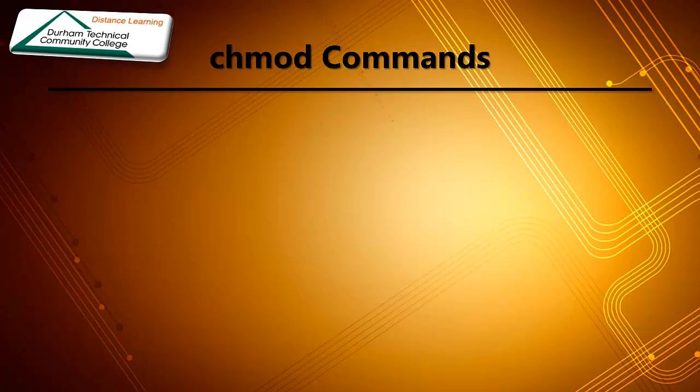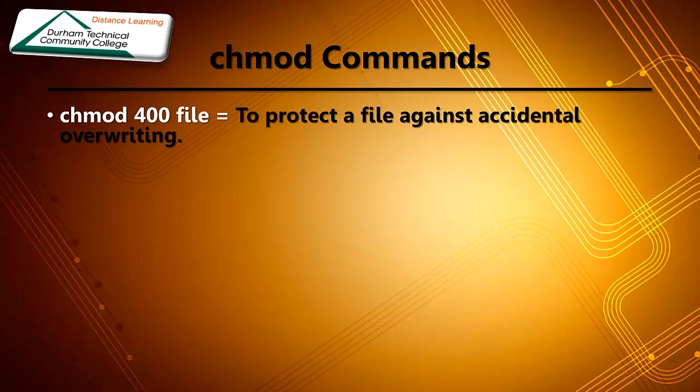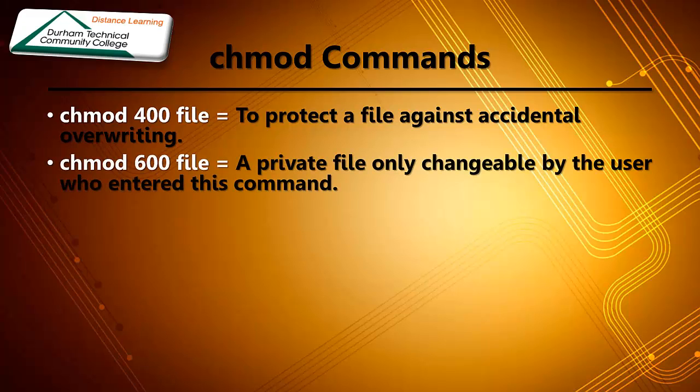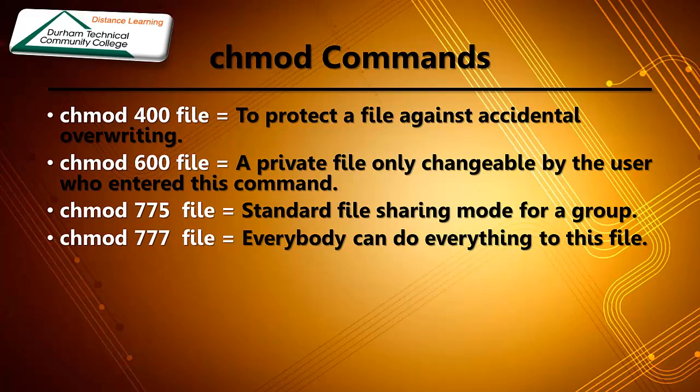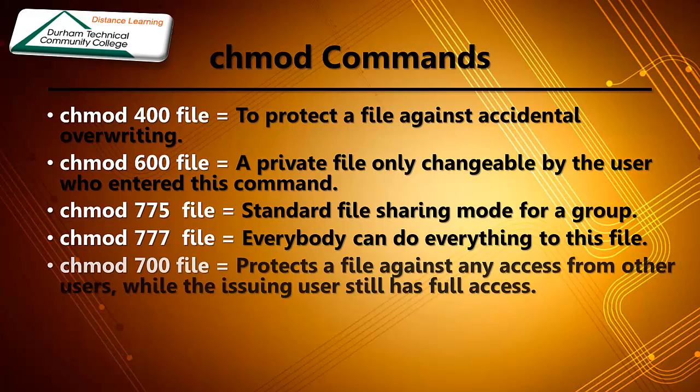Let's take a look at some examples of numeric chmod commands and their output when used in the command line. Chmod 400 protects a file against accidental overwriting. Chmod 600 file is a private file only changeable by the user who entered this command. Chmod 775 file, standard file sharing mode for a group. Chmod 777, everybody can do everything to this file. And chmod 705 protects the file against any access from other users, while the issuer still has full access.